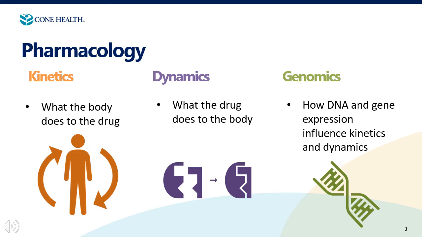The first three topics we will be discussing are pharmacokinetics, pharmacodynamics, and finally pharmacogenomics. These three scientific principles are all working simultaneously to determine drug response for each patient. Very simply, kinetics is what the body does to the drug, dynamics is what the drug does to the body, and genomics is how DNA and gene expression influence both of these domains.